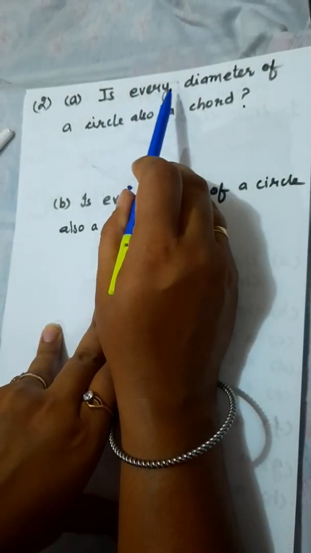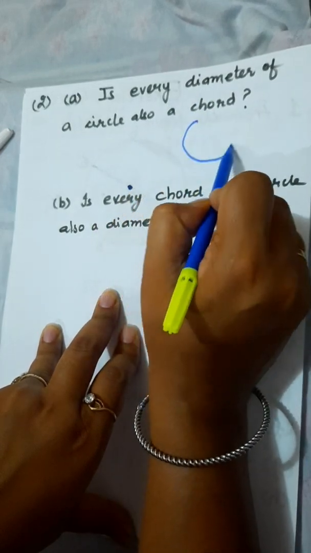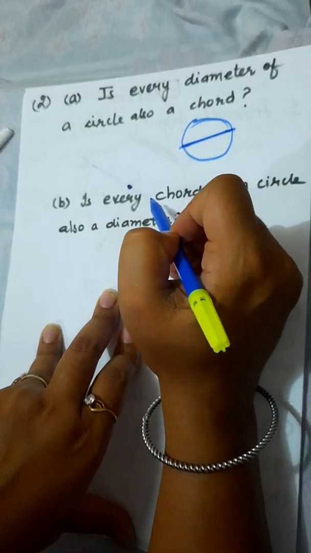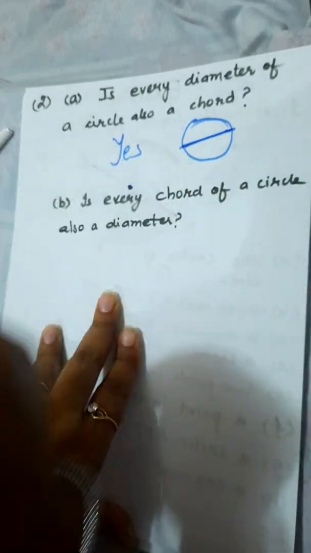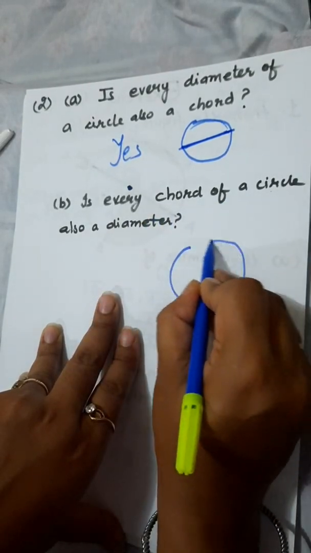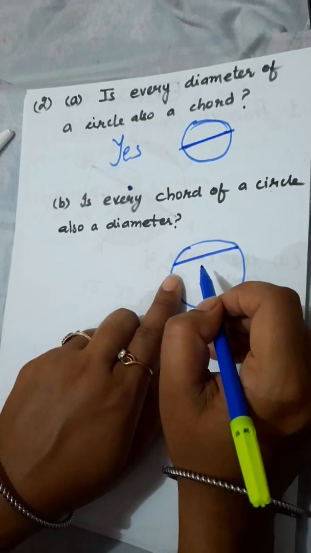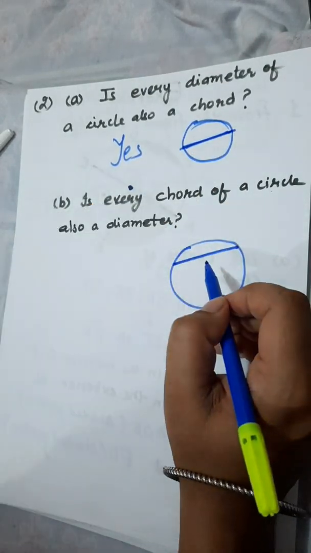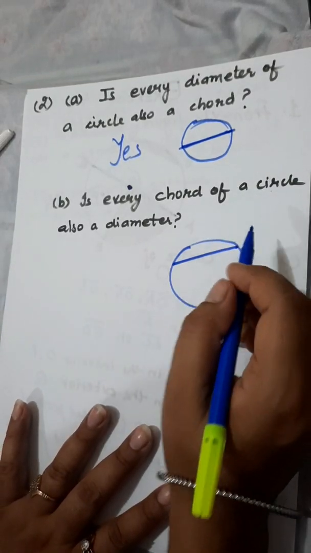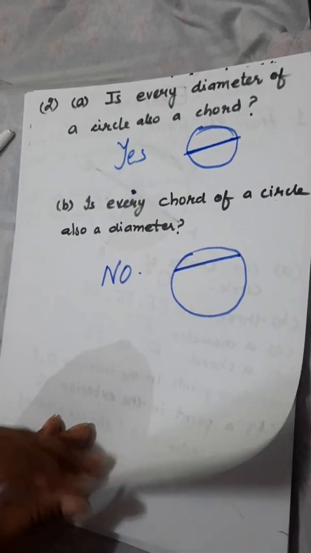True false, is every diameter of a circle also a chord? If you are drawing a diameter, this diameter is also a chord. So my answer is yes. Next, is every chord of a circle also a diameter? Now here if I am drawing a chord like this, this is not a diameter because diameter always passes through the center. So we never say that every chord of a circle is also a diameter. So my answer is no. So this is all with question number 2.